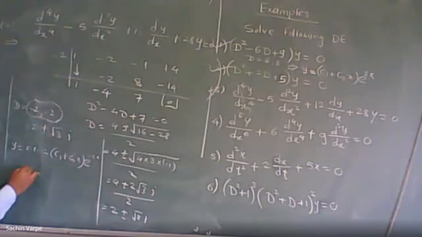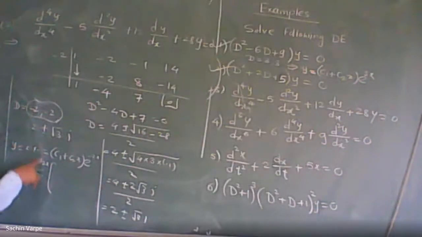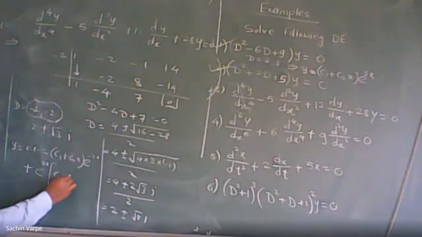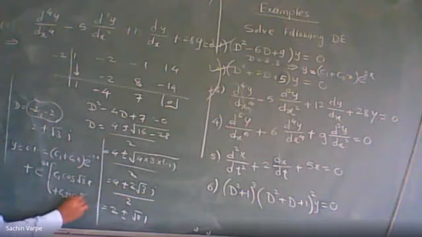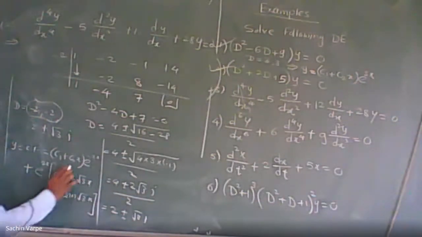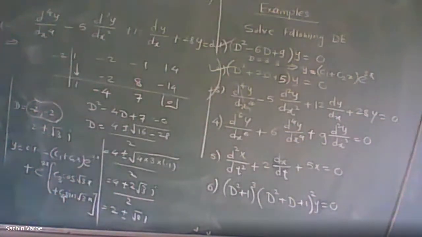Okay, plus what is for the complex root? e to the power alpha x, into bracket c1 cos beta x. So what is beta here? Root 3. Root 3x plus c2 sine root 3x. Sorry, already c1 c2 we have covered, so the next will be c3 and c4. 4 constants must be there, remember.